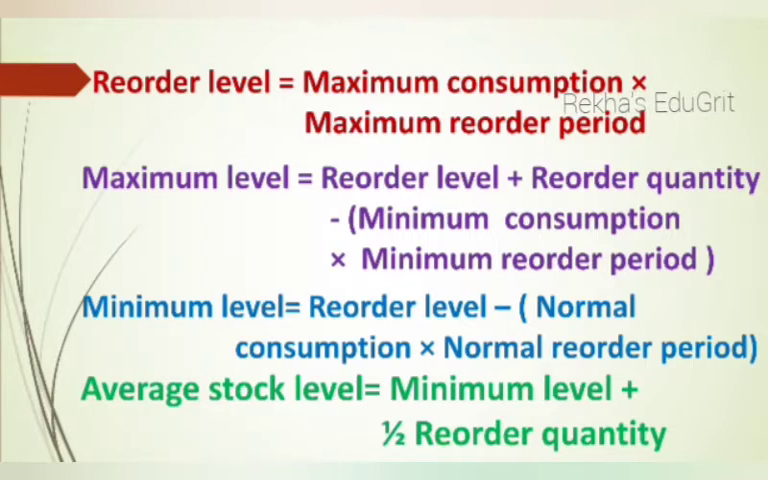Reorder level is equal to maximum consumption into maximum reorder period. And for finding the maximum level we have to use the formula reorder level plus reorder quantity minus minimum consumption into minimum reorder period. And for minimum level, the formula is reorder level minus normal consumption into normal reorder period. And for average stock level, the formula is minimum level plus half of reorder quantity.